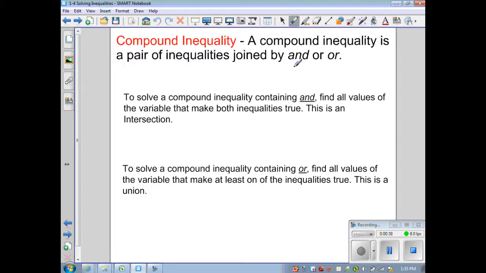And we'll see an example of that later on. To solve a compound inequality containing or, find all values of the variable that make at least one of the inequalities true. This is a union. So here we want to solve both inequalities, and here we want the shared and unshared part of the solutions that satisfy both sets of inequalities.